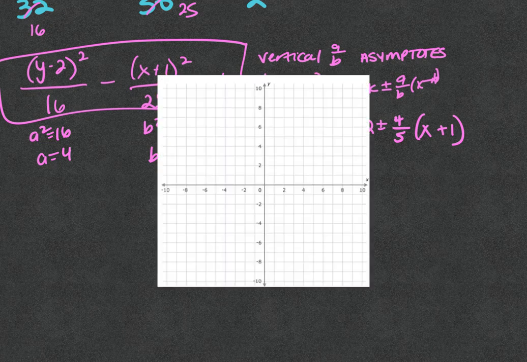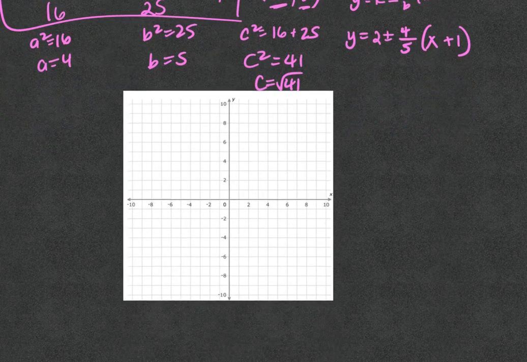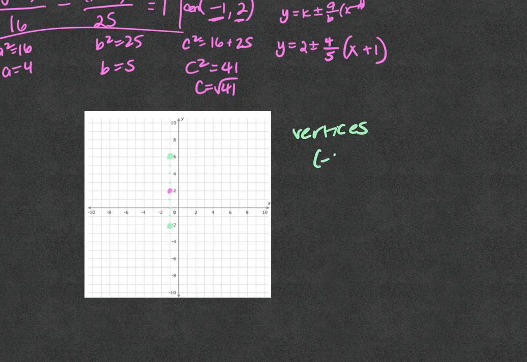Then I go to the graph. My center is negative 1, 2. It's vertical, so I'm going up and down the A, which is 4. 1, 2, 3, 4. Down 1, 2, 3, 4. Those are the vertices, negative 1, 6, and negative 1, negative 2. I go to the right, 1, 2, 3, 4, 5, and the left, 1, 2, 3, 4, 5, and those are the co-vertices.